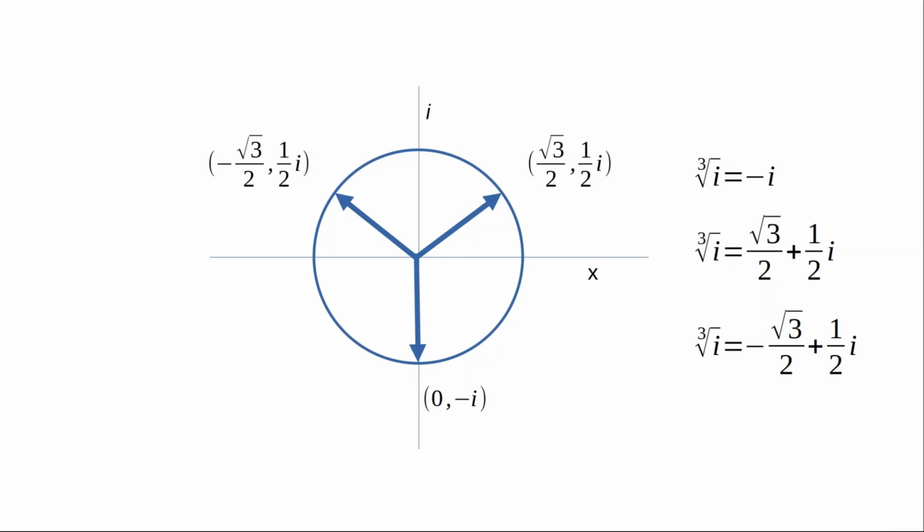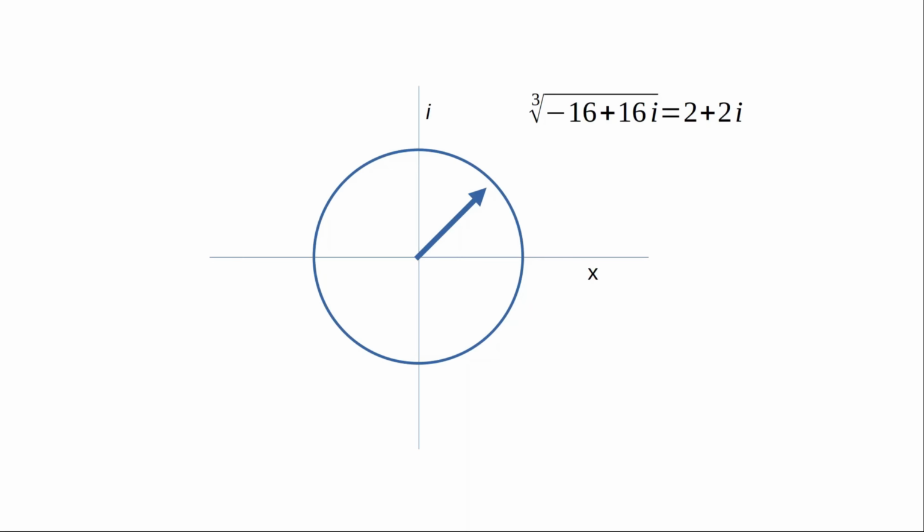Now let's do an example and apply this to a complex number. Our example here is we want the cube root of negative 16 plus 16i. And again, we've been given the primary cube root, which is equal to 2 plus 2i. So that means our first point is going to be 2 comma 2i.